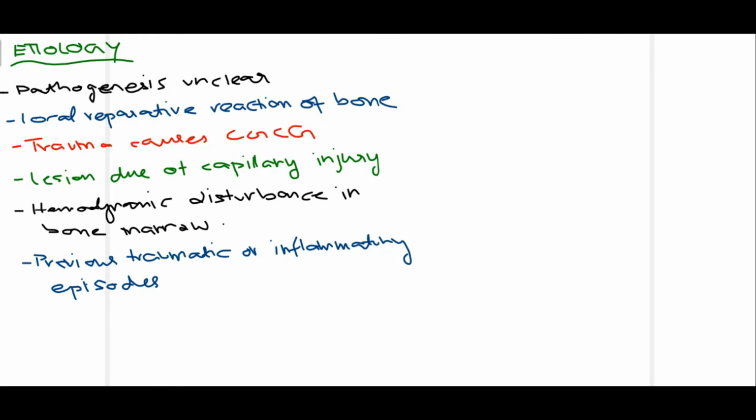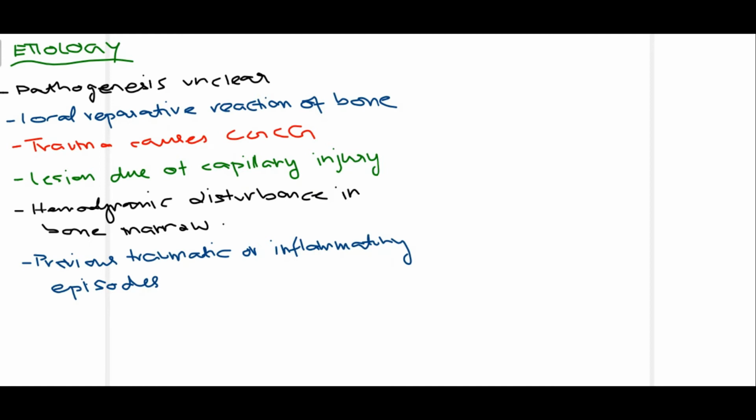For example, there is some error that has been caused by the dentist while treating some other pathology that might lead to formation of this pathology. Thirdly, there may be some capillary injury, which means there is some blood related trauma that has occurred in that region which can lead to formation of this pathology. Next, we have some hemodynamic disturbance in the bone marrow. For example, there is some other lesion that has been forming in the bone marrow, and there is some pathology that is occurring around the blood vessels, which might lead to formation of this central giant cell granuloma.